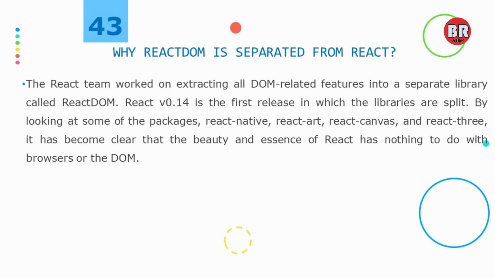Why is React DOM separated from React? The React team worked on extracting all DOM-related features into a separate library called React DOM. React version 0.14 is the first release in which the libraries are split. By looking at some of the packages, React Native, React Art, React Canvas, and React 3D, it has become clear that the beauty and essence of React has nothing to do with browsers or the DOM.